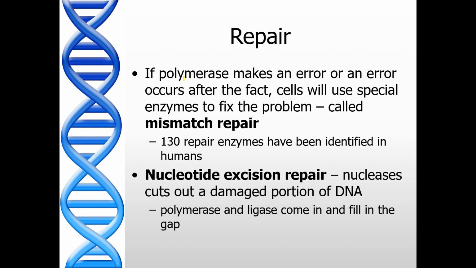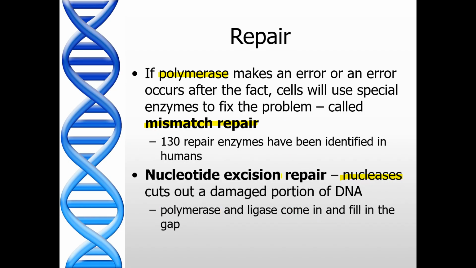Now, as I mentioned earlier, it's really a pretty efficient, accurate process. Polymerase is one of our editors. It proofreads as it goes. But if it does make an error, it could be what we call a mismatch error. And this is where you have like an A paired with a C or something like that. So we have a whole group of enzymes that can go in and repair and cut out some of these mismatches. So those nucleases that we mentioned, they're able to cut out damaged pieces, and then polymerase will come in and fill in the gap.